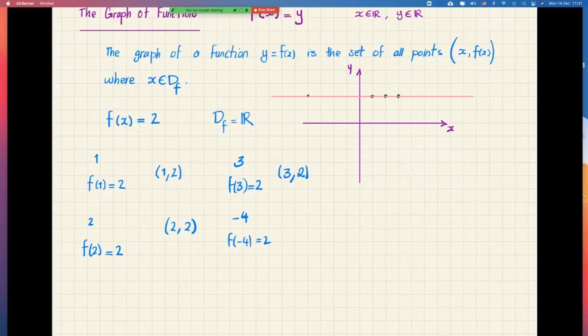Is that understandable? What I want you to understand is that it is not correct to get 2 points and then start connecting them. No, nothing should be connected. Okay? So you need to highlight these points individually on the coordinate system.